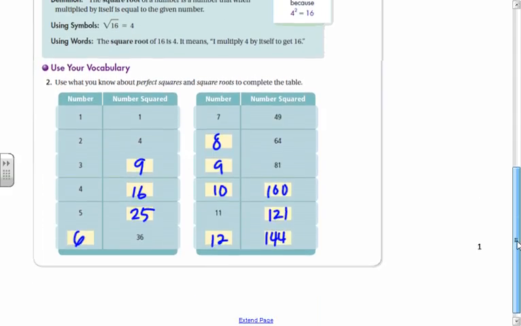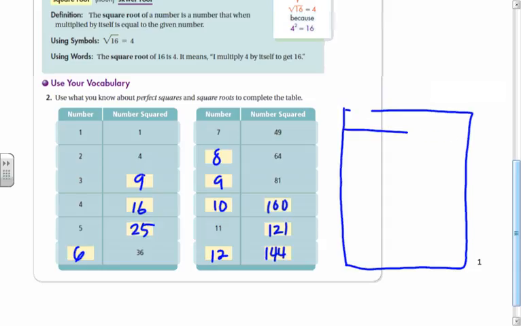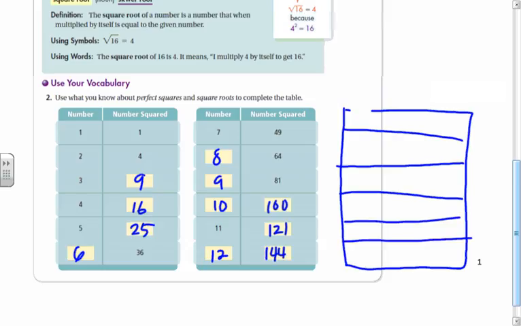So go ahead and check your answers here. I'm going to add a few more perfect squares. We're going to use them for a problem later on. So we'll go just a bit further here. You can go ahead and make this chart on your paper. And so here's the numbers, and then the number squared.